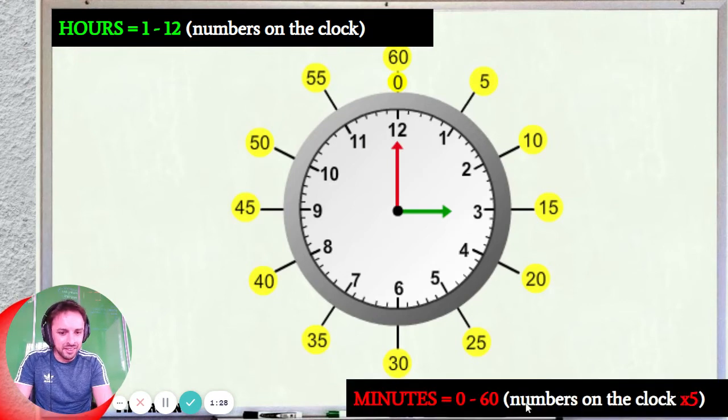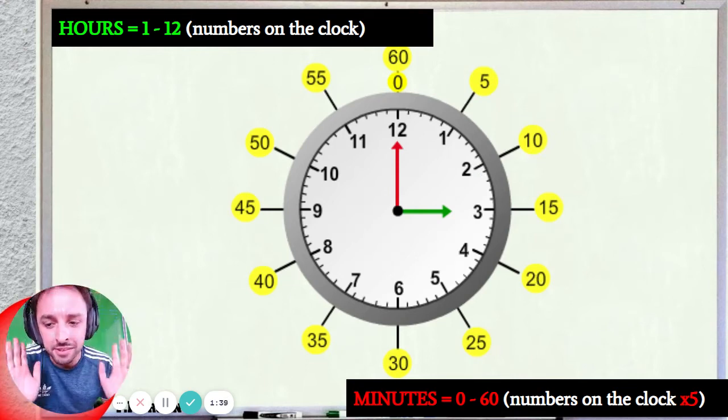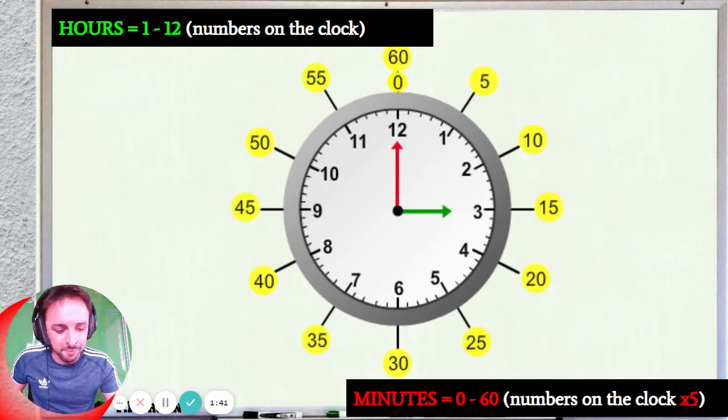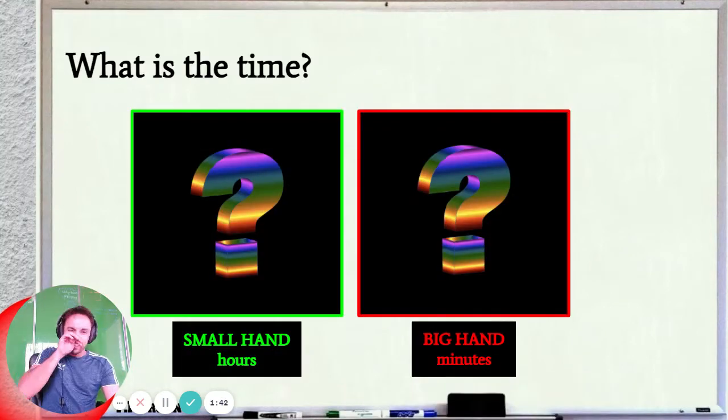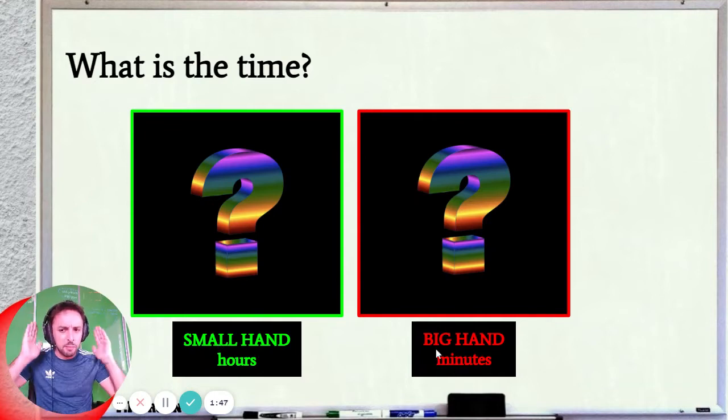60. And it's the numbers on the clock times 5. So it's 1 times 5 is 5, 2 times 5 is 10, 3 times 5 is 15, 4 times 5 is 20. It is your 5 times table, like we did at the start. Remember, the hours is the small hand and the minutes is the big hand. 2 numbers, the hours and the minutes.